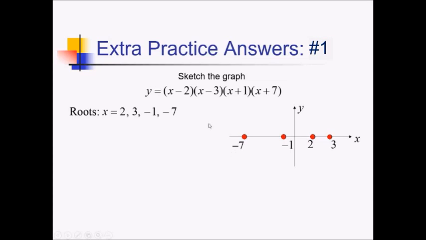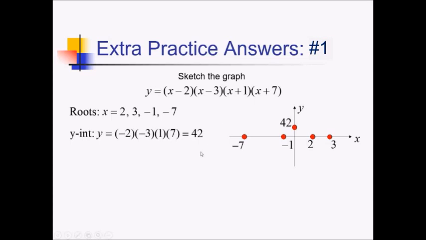Okay, so let's also get our y-intercept. To get that, we just plug in 0 for all the x's and see what's left over. So that really is giving us a -2 times a -3 times a 1 times a 7, if you zero out all those x's and multiply. So that's, let's see, +6 times 1 is 6 times 7 is 42. So 42, that's somewhere up here above the x-axis.